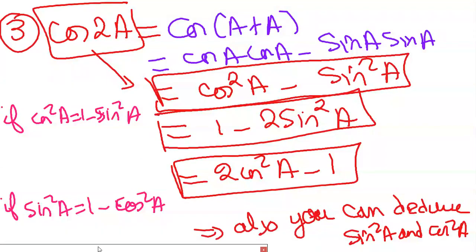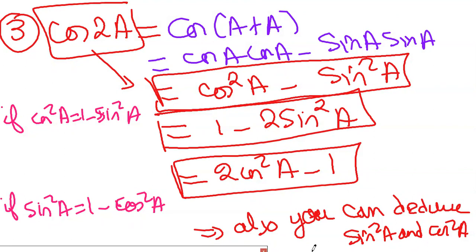Now if I go to cosine 2A, it's cosine A plus A. And then we know that the formula is cosine cosine minus sine sine. So it's going to be cosine A cosine A minus sine A sine A. So it's cosine squared minus sine squared. But for cosine 2A, I have three formulas. I have one in terms of cosine and sine squared, one just in terms of sine squared, and one just in terms of cosine squared. How can we deduce that? No need to memorize it.